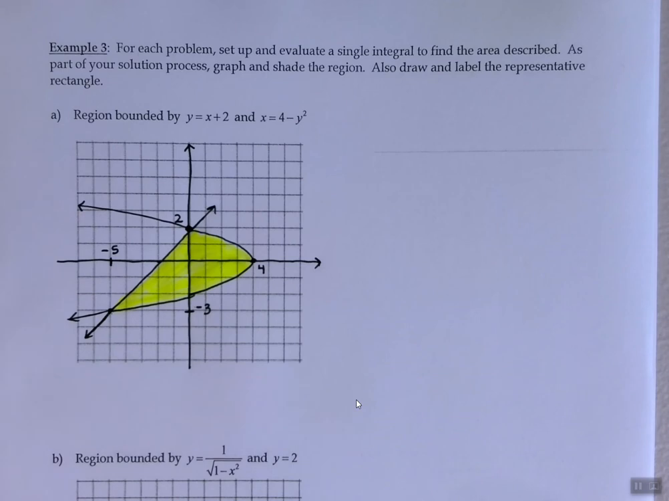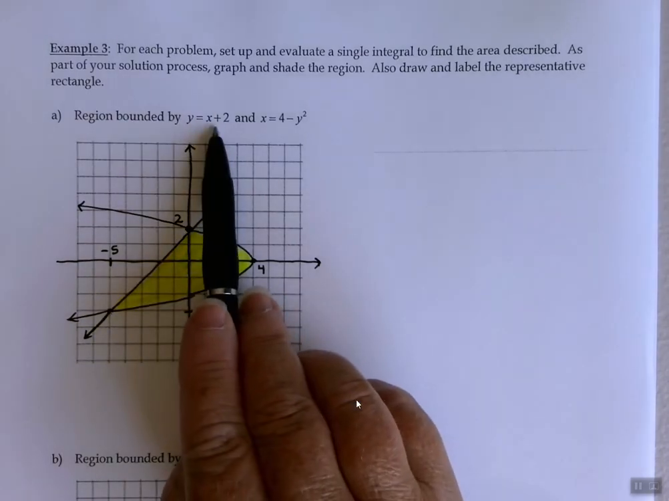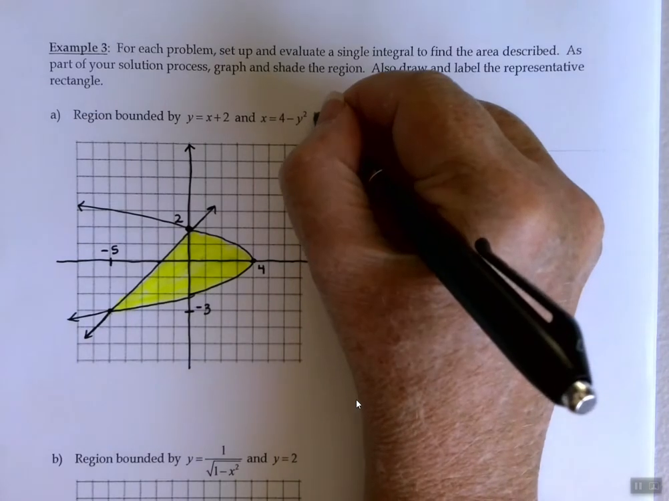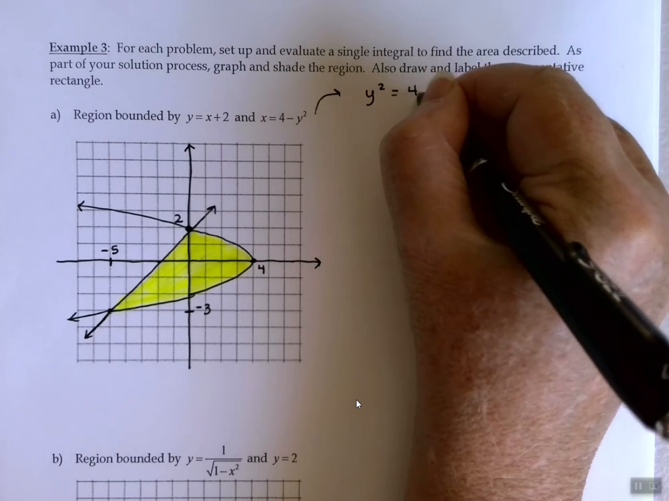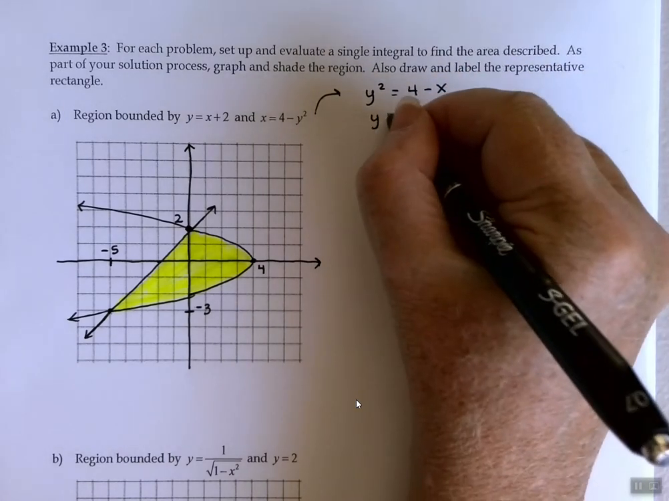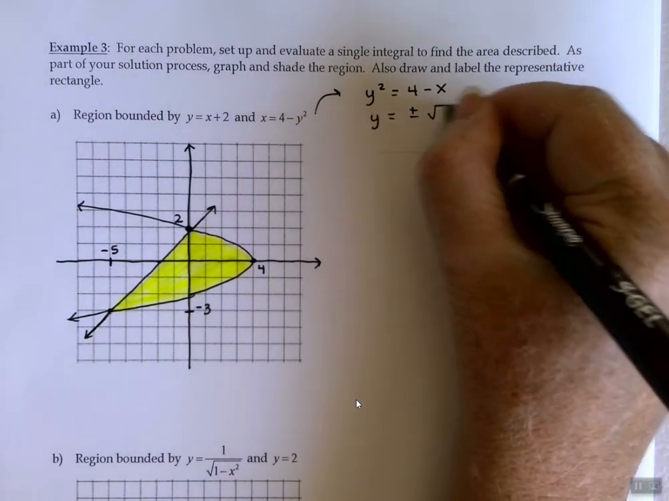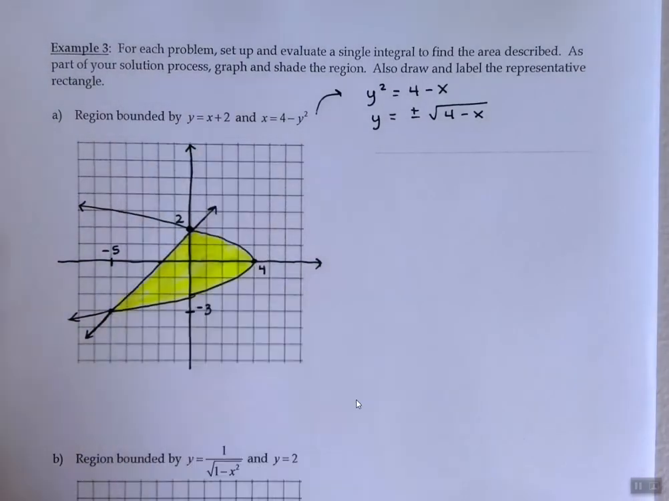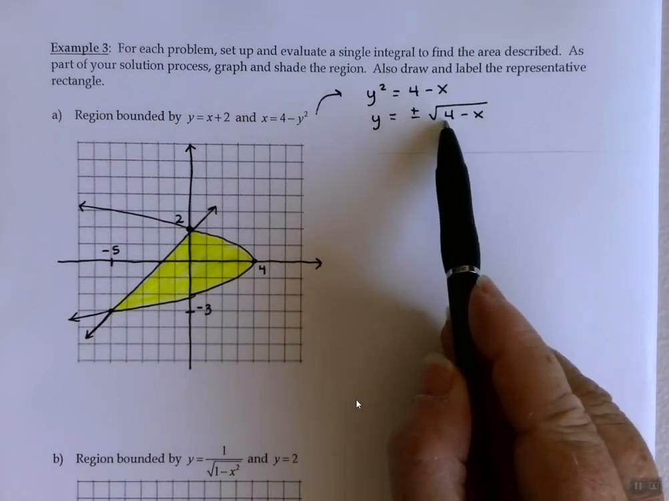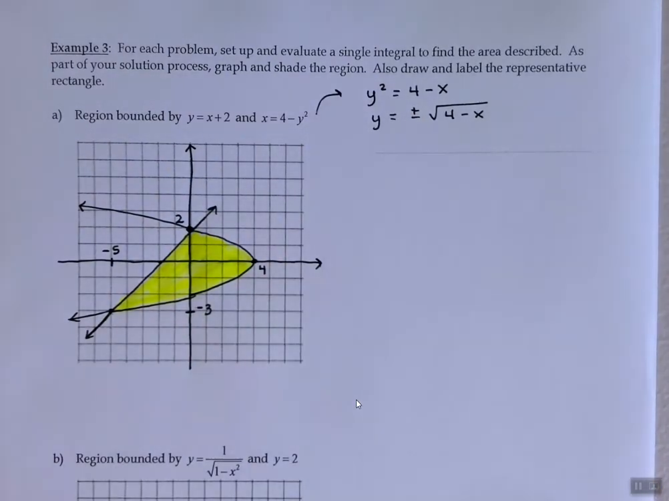By the way, if you don't have access to Desmos and you are graphing on a calculator, you can generate the same graph. You would, of course, use y equals x plus 2, and then for this one, you'd have to solve it for y. So you'd have y squared equals 4 minus x, and y equals plus or minus the square root of 4 minus x. So you'd have to graph three things, y equals x plus 2, and then both the positive square root equation and also the negative square root equation. So it takes a little bit more work, but it's certainly doable on a calculator.